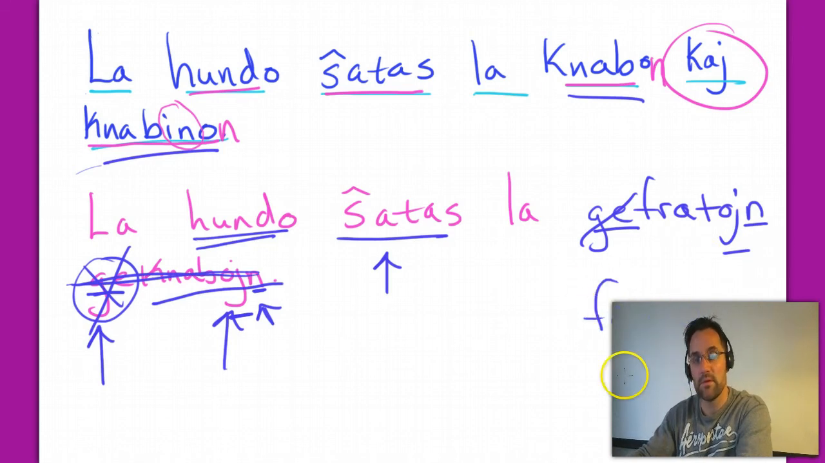Frato is brother. Fratino, therefore, there's our in, right, that we talked about earlier. Where do we put it? Here it is. In, right? Fratino. Just like knabo, boy, goes to knabino, girl, frato, brother, goes to fratino, sister, female.